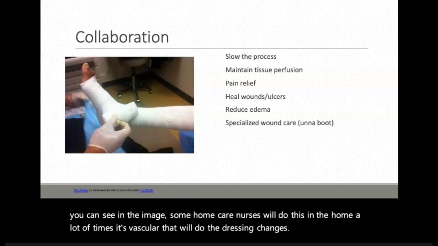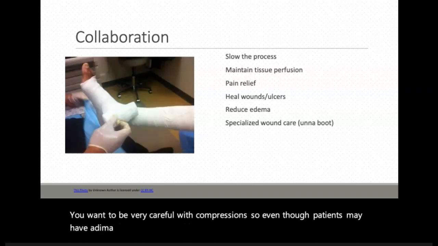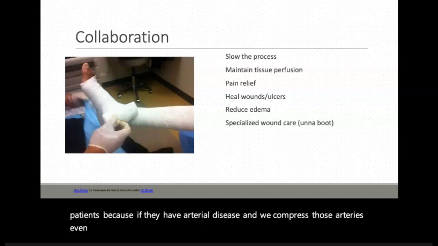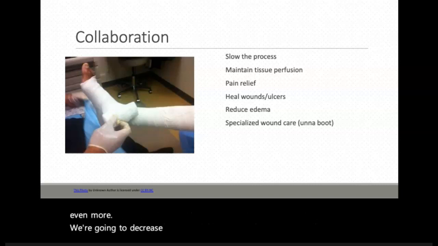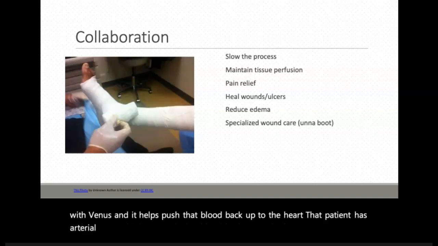You want to be very careful with compression. So even though patients may have edema, we don't necessarily want to put a lot of compression on these patients, because if they have arterial disease and we compress those arteries even more, we're going to decrease perfusion down to the tissue. So while compression helps with venous and it helps push that blood back up to the heart, if that patient has arterial disease, blood flow is going to have a harder time getting down.